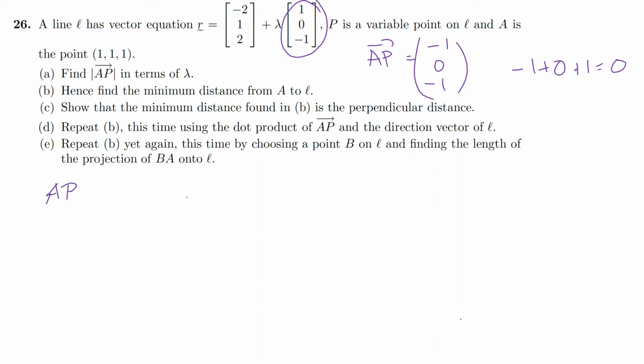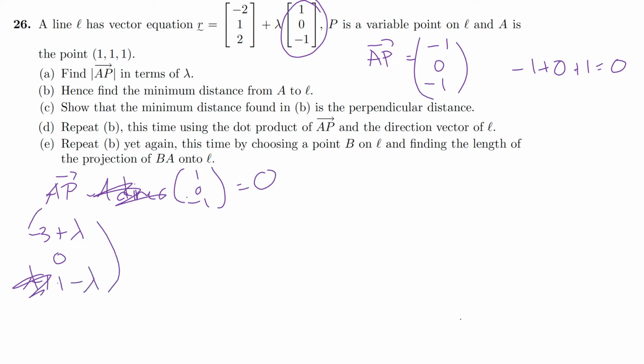So we know that AP dotted with the L direction has to be 0. So if I go back and say I hadn't found that lambda equals 2 yet, I'd just use the AP that we had with lambda in it, rather than popping in the 2. So that would be lambda minus 1, or 1 minus lambda, either way.